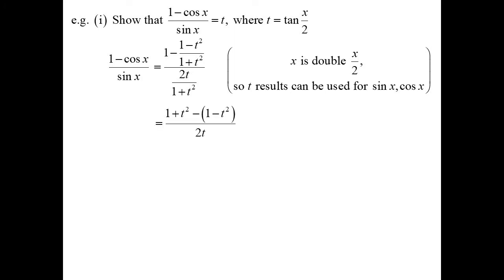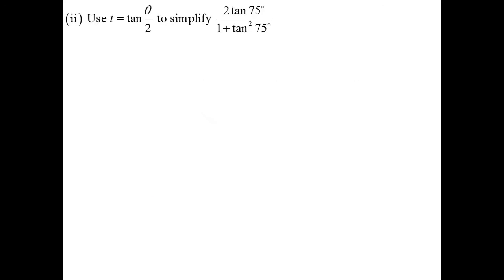And I have 1 plus t squared minus 1 minus t squared, which tidies up to be, what do we got there? 1 minus 1 goes away. Minus minus becomes a plus. We have 2t squared on 2t, and sure enough, that simplifies down to be t, which is what we were looking for. It gave us a bit of a hint here. Use t equals tan theta on 2 to simplify that.